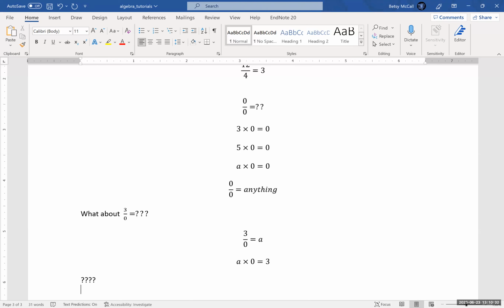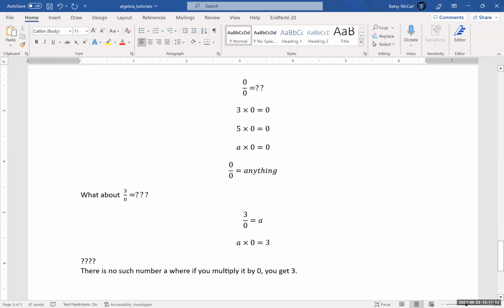No. So here's our problem. We've previously established that any number times 0 is 0. And here we're saying there's some number times 0 that's equal to 3. That doesn't make any sense. That's because there is no such answer. There is no such number a where if you multiply it by 0, you get 3, or any other number that you divide by 0.